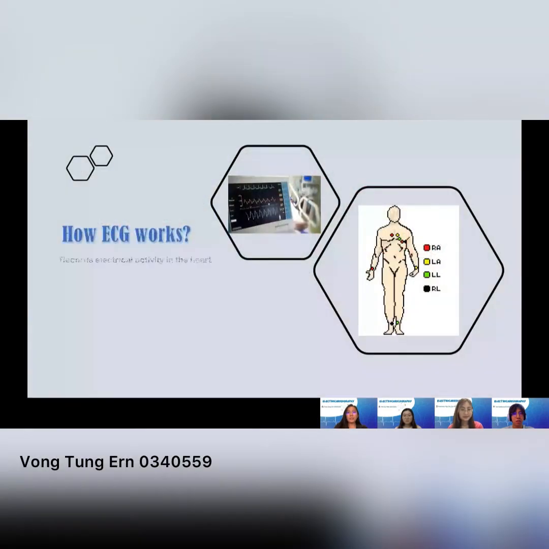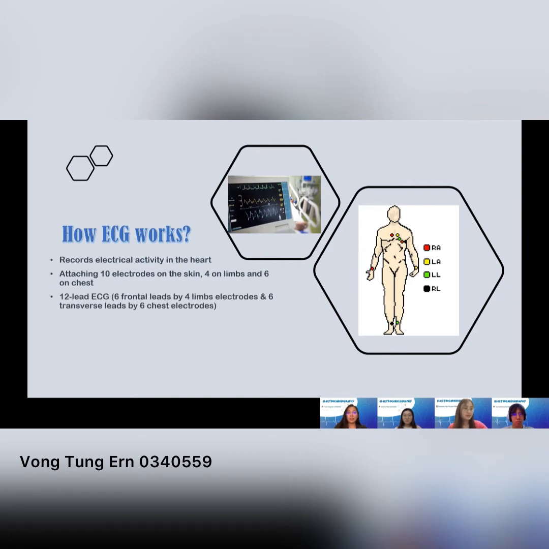I will be presenting the theory behind ECG. The ECG records electrical activity originating in the heart from the surface of the body by attaching 10 electrodes to the skin, 4 on the limbs and 6 on the chest. The standard 12-lead ECG records 12 leads, including 6 frontal leads by using 4 limb electrodes and 6 transverse leads by using 6 chest electrodes. The 6 frontal leads provide information about the heart's vertical plane, and the 6 transverse leads provide information about the horizontal plane of the heart.